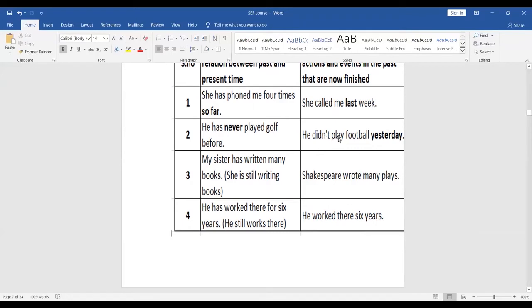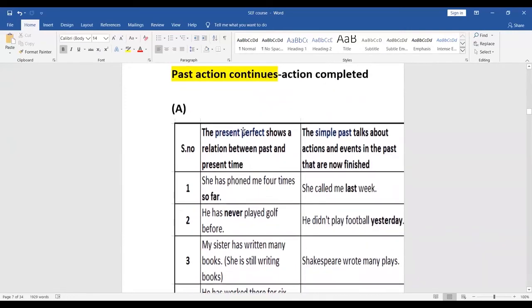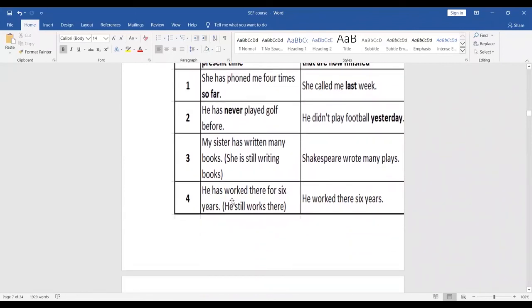Here, "didn't play" is using an action in the past. Here, if you say "never played before," which means it is a present perfect, right? Now, the last example is "he has worked there for 6 years now." So he has worked there, meaning he's still working. Has worked, the word "has" helps you to understand that he's still working in that particular place. However, if you say "he worked there 6 years," which means he's no longer working in that place. Okay, so just the "ed" shows it's a completed action.